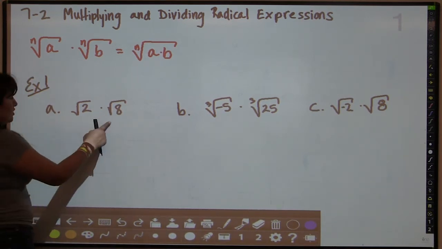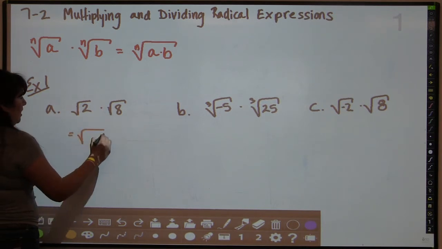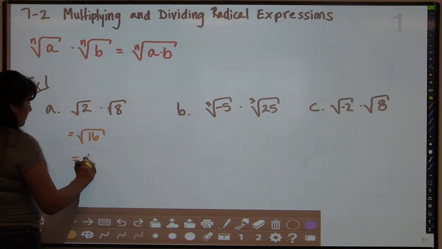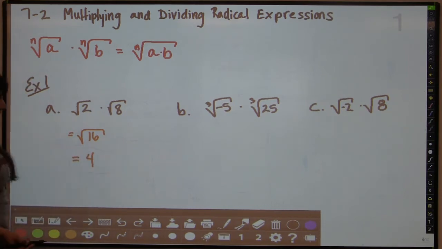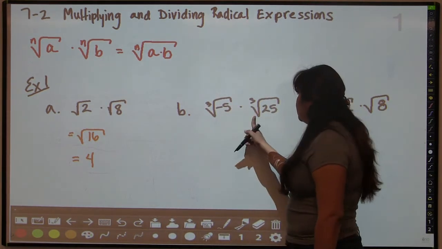Here we have a square root and a square root. So we will get the square root of 2 times 8, which is 16. And of course, the square root of 16 is, voila, 4. Easy peasy. Awesome. And then in example B, we have 2 cube roots.